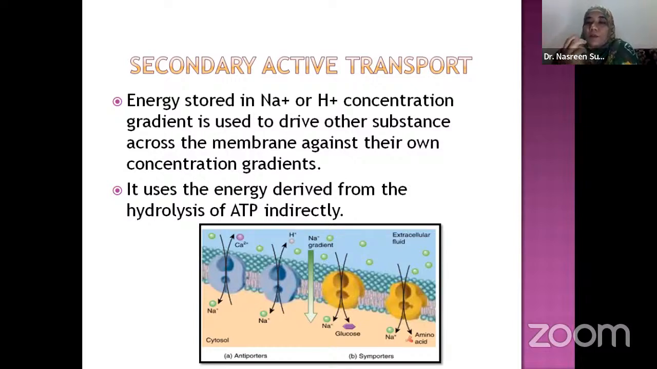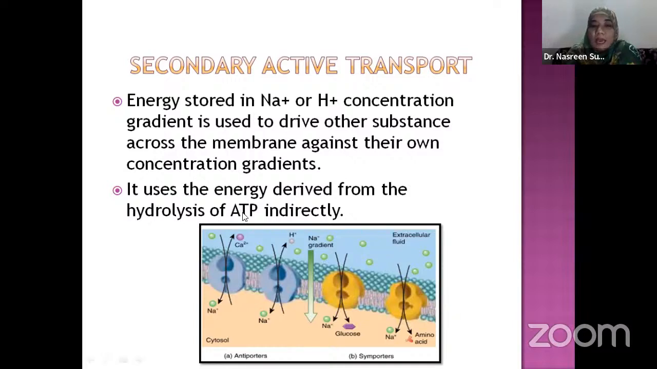And if the movement of ions is in different directions, one is coming inside and the other is going outside, then it is called an antiporter. You can see here that they are going to use the energy which is present in the sodium Na plus or H plus concentration gradient. This energy is used to drive the other substance across the membrane against its own concentration gradient.